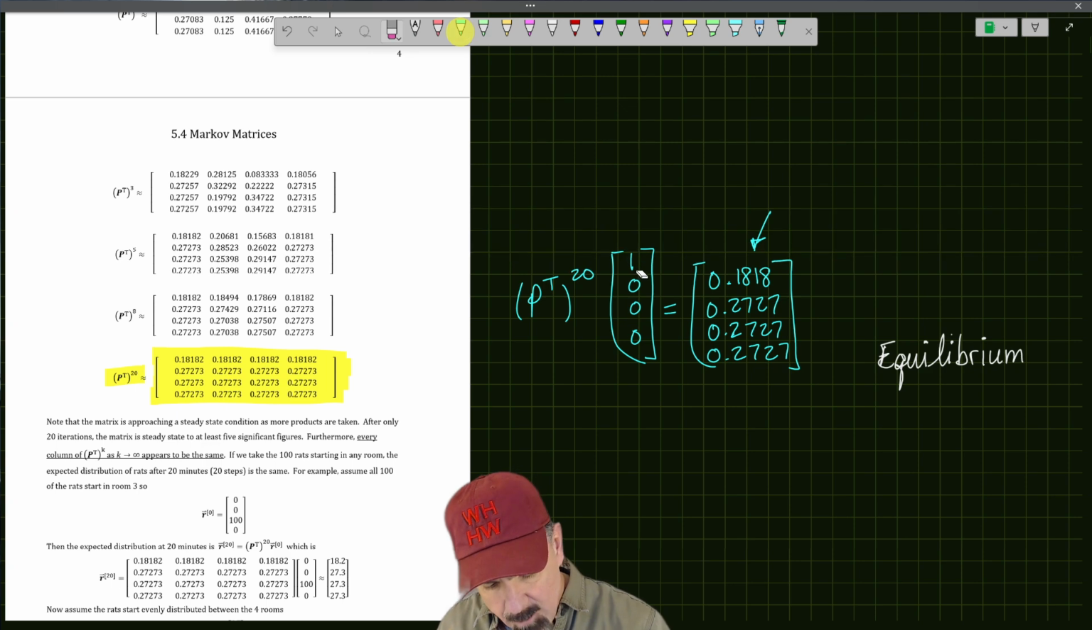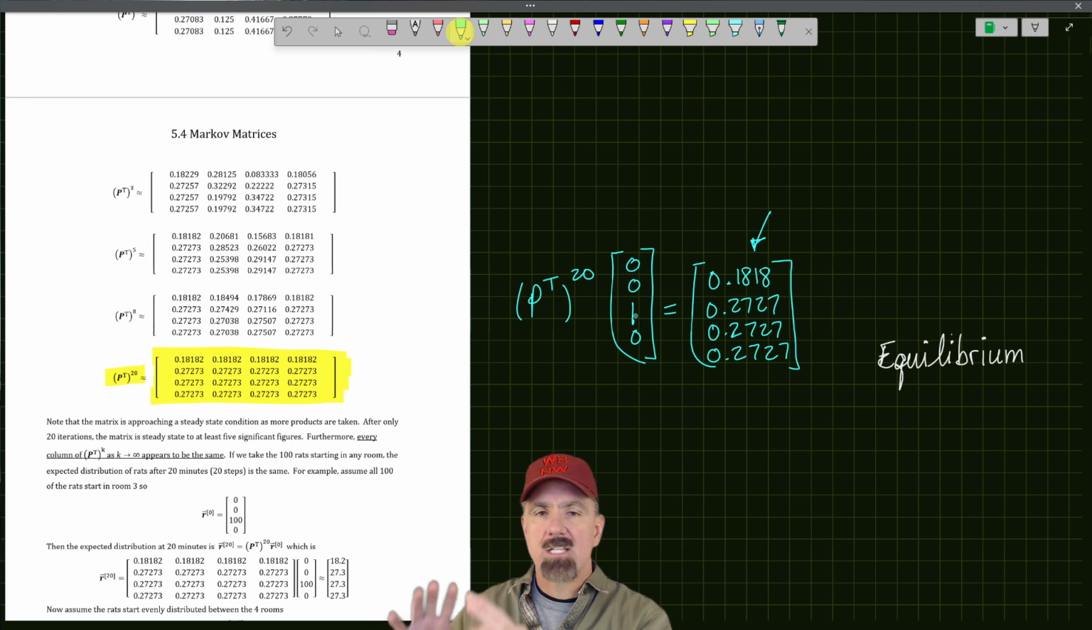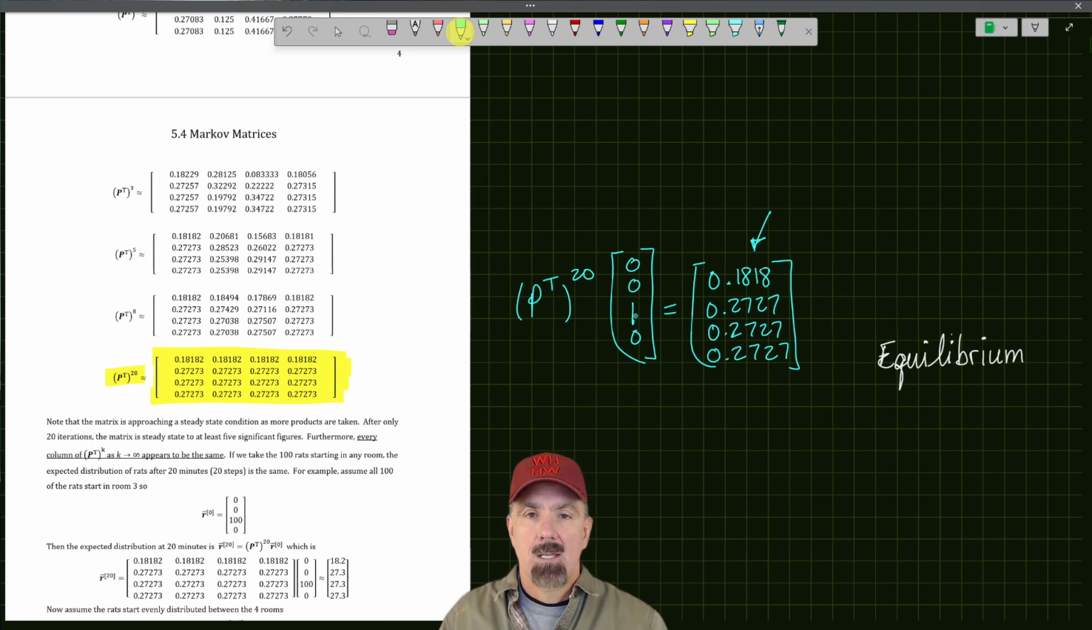Well, but here's the point. It doesn't matter whether the rat started in the first room or the second room or the third room or the fourth room. The probabilities are all the same. All of the initial transitions have been washed out to the point where the probability now of moving around the system is equally likely independent of the starting position.